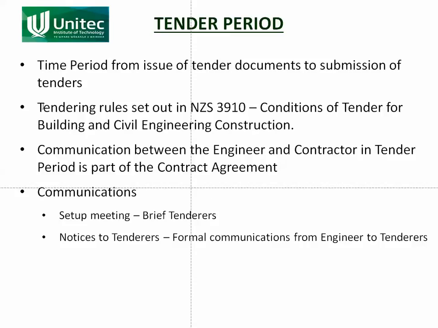Now there's tendering rules set out in NZS 3910. We'll be looking at these in class. It's very important that you're aware of it. So there are rules that say things along the lines of you're allowed to submit tenders in this format or not, what happens if you can't get on site, all that sort of stuff. And in the tender period, there's also communication between the engineer and the contractor. You're talking to each other, so we'll look at that in a bit more detail later on. And communications, set up meetings, notice to tenderers.